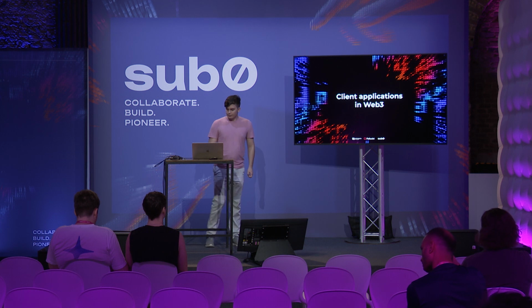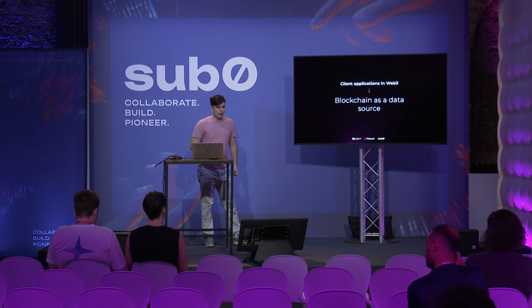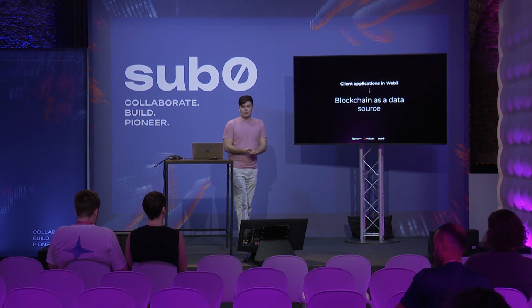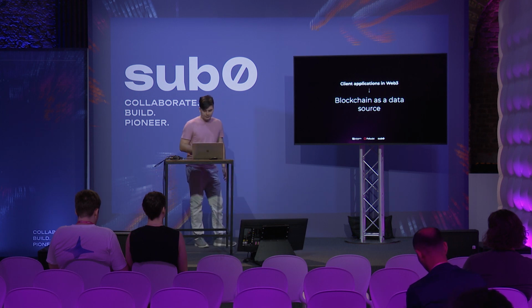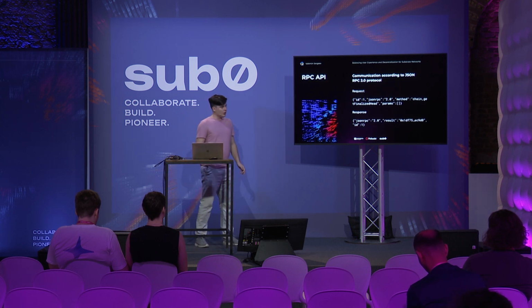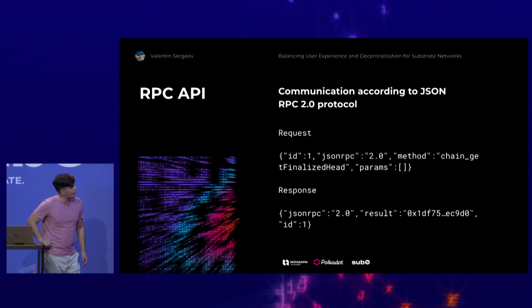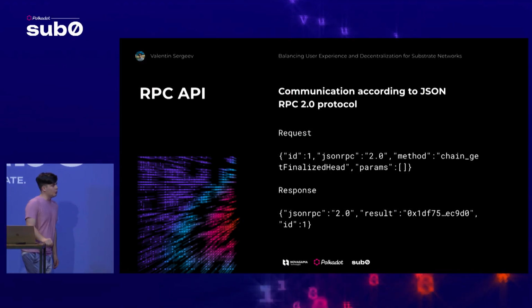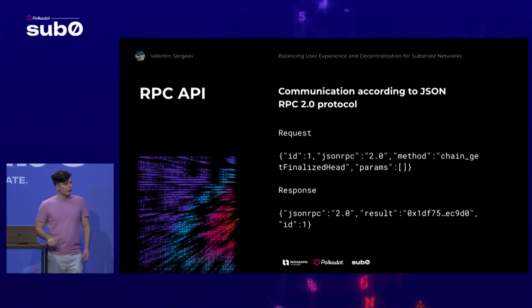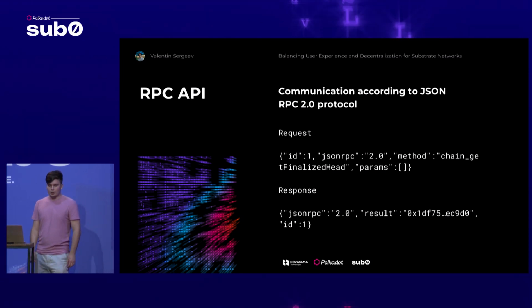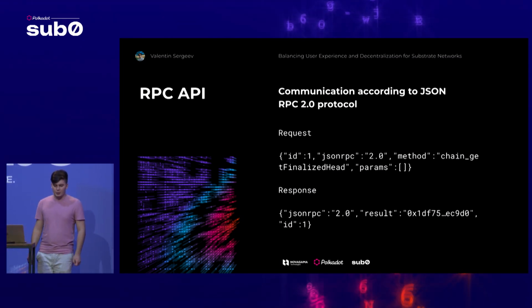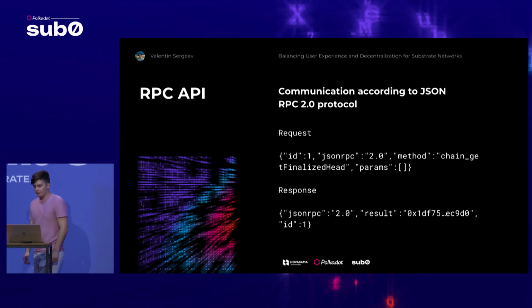However, things are pretty different in Web3, because in Web3 we have a blockchain as our primary source of data. And most of the blockchains communicate with their clients by means of the JSON RPC 2.0 protocol. On the slide, you can see an example of a request and response for JSON RPC for Polkadot.